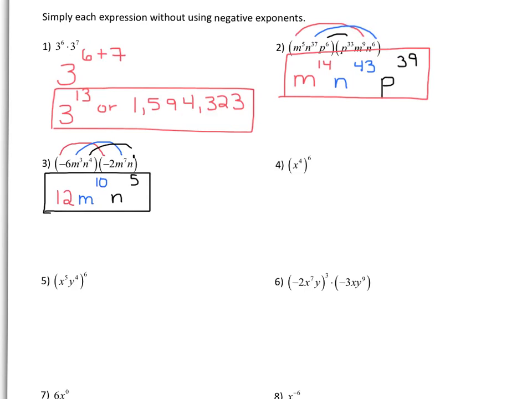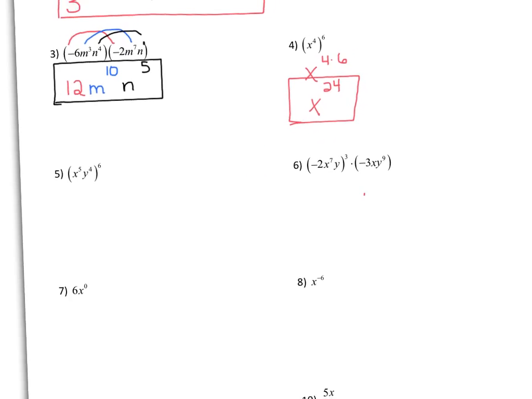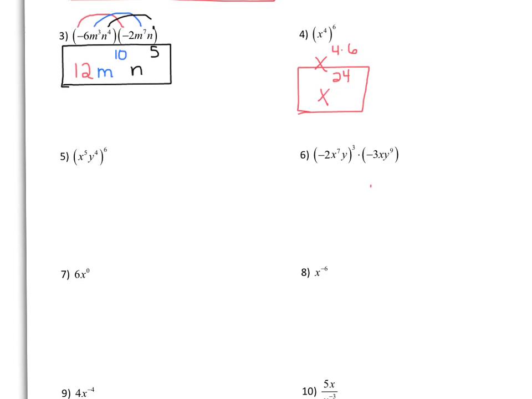Okay, moving on to our next one, we have a power to a power, which tells us we will multiply. X to the 4th times 6 gets us x to the 24th. Similar approach for number 5. It's not the distributive property, but we're going to multiply this out. It's like distributing. We'll get x to the 30th because it's a power to power, and y to the 24th. Remember, we had one base, and it's a power to power, which is why we multiply.